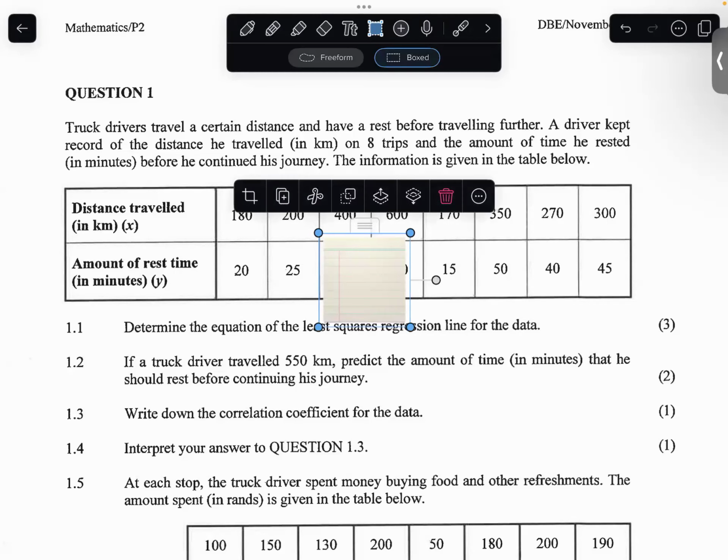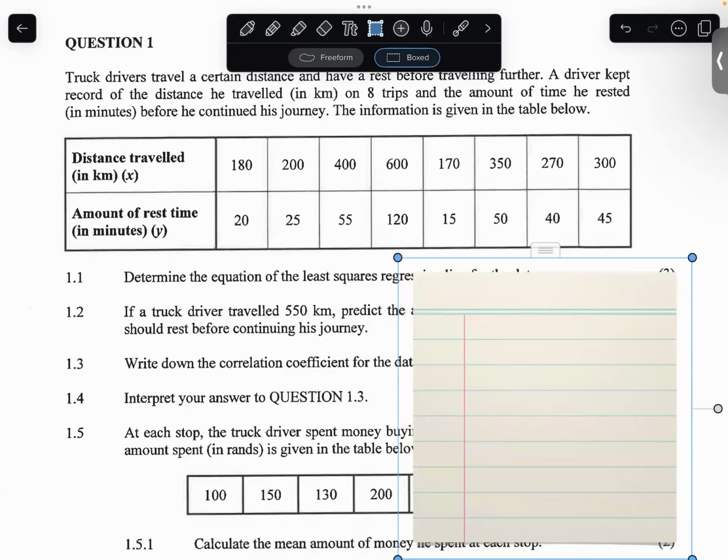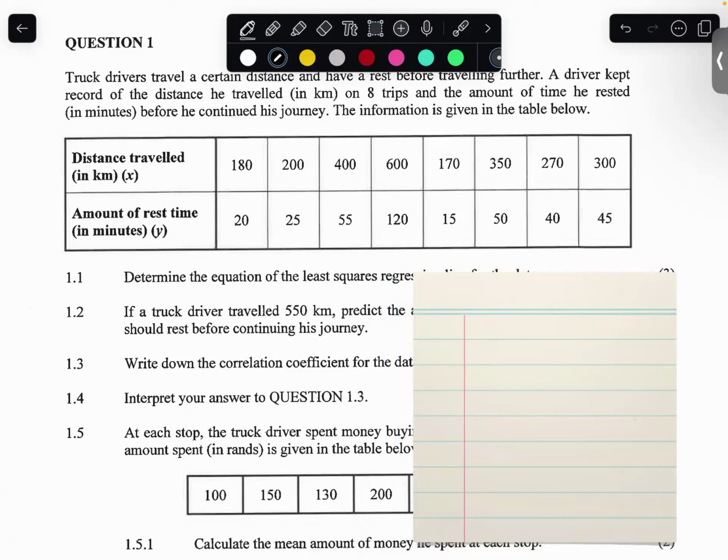equation. So in order to do that, again, this is all calculator work. You're going to go onto your calculator. You're going to go mode, stat, a plus bx is your line of regression, right? So this is question 1.1. So y hat is equal to a plus bx. So mode, stat, a plus bx. You're going to punch in your data. In place of x is going to be the distance traveled, 180, 200, 400, 600, 170, so on and so forth. And in place of y, you're going to punch in your 20, 25, 55, all of that.